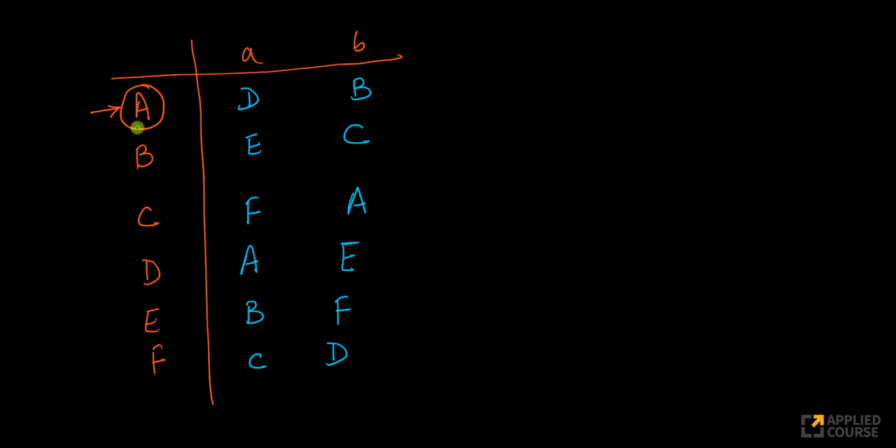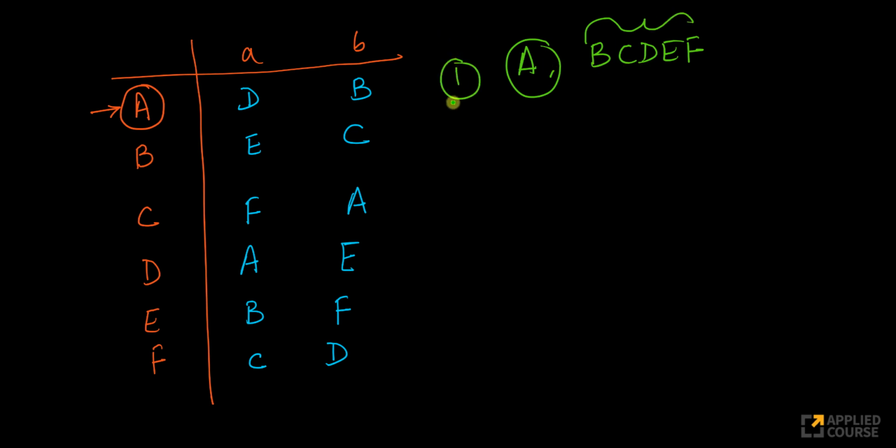Now, from this, can I somehow combine these states? Let's see. I cannot combine A with anything else. Look at this. Because A is a final state, nothing else is a final state. You can never combine a final state with non-final states. So A I can't combine. First lesson, A I cannot combine.